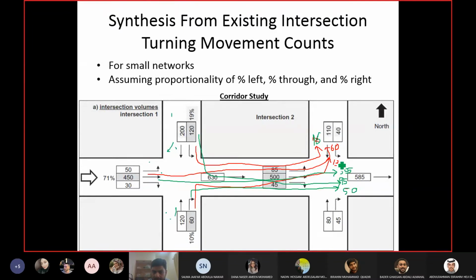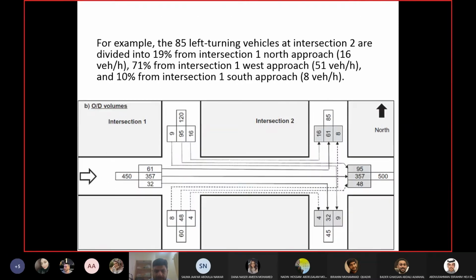Okay, and then this one will be 9 only. Okay, but anyway, now we are talking about this 120. So out of 120, 16 are from here taking the left turn. The remaining, obviously they will be going somewhere, right? So the remaining can either go straight or they may be taking the right turn.